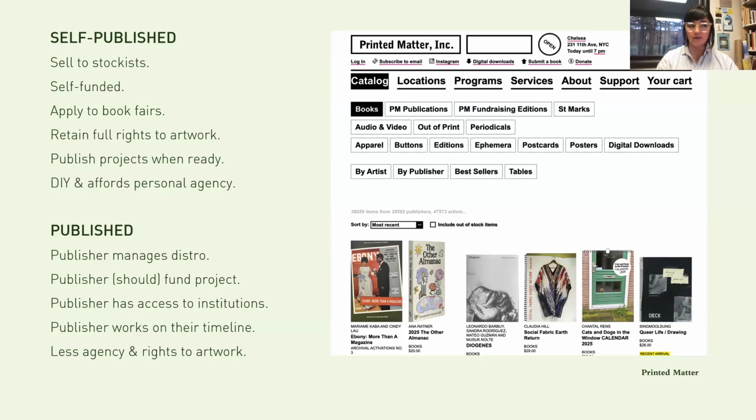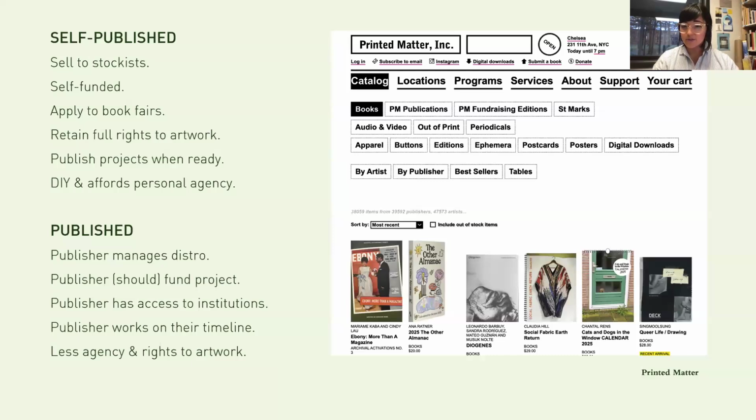So if we look at the lower list here, a publisher manages distribution. So if you start a press, you also then become responsible for managing the distribution of your publications, which is a large responsibility as you have more artists that you might be collaborating with. You get to set your own pace and work at your own speed, but it definitely is a huge commitment to take on distribution.